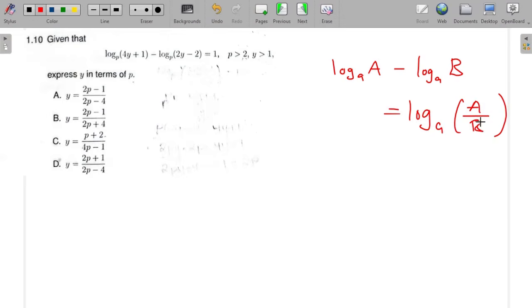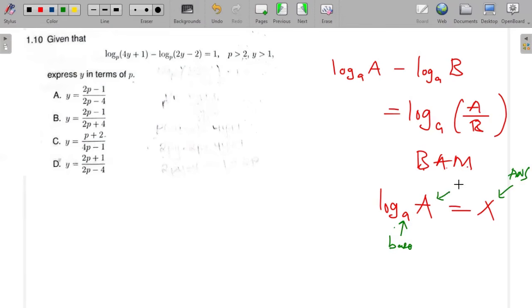And then from here, also remember the property BAM, meaning base to the power answer is equal to what is in the middle. Whenever you write a logarithmic function, you are going to have the answer part, the middle part, and the base. For example, if I write log base a of A is equal to x, the small letter a is what we call the base, the x is the answer, and the A is the middle. So it makes this BAM.